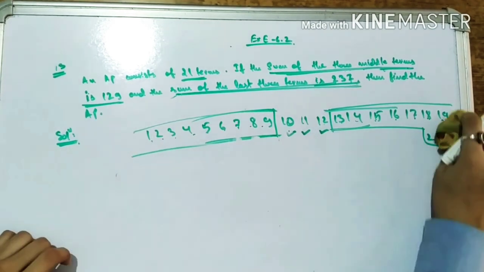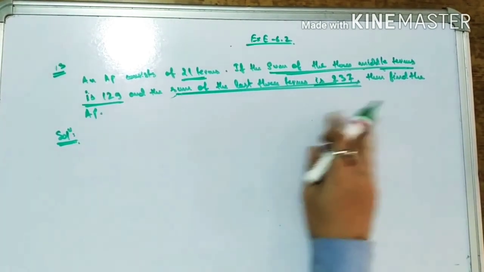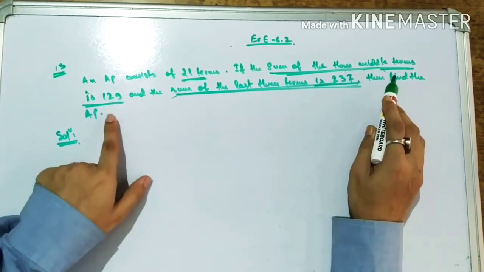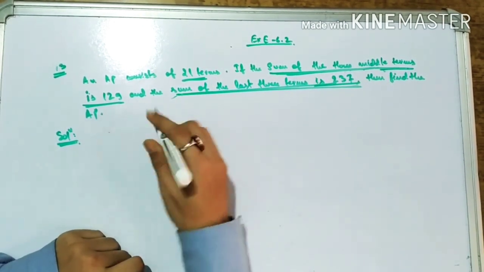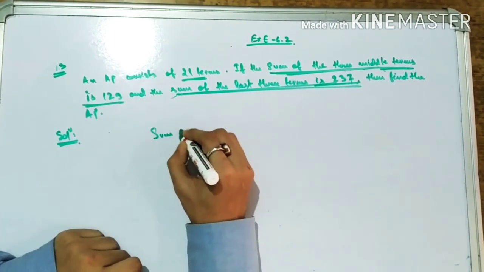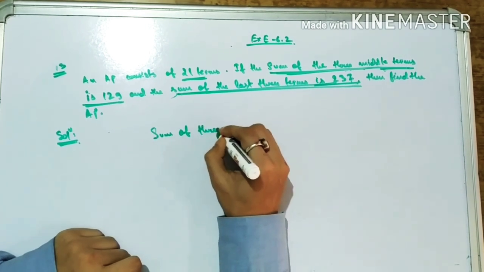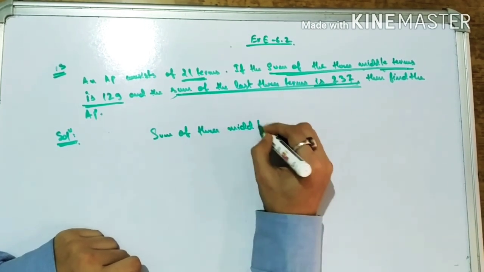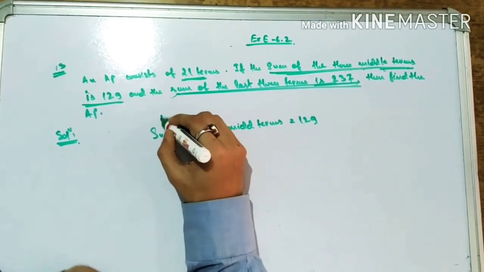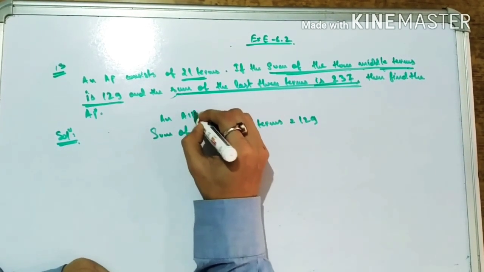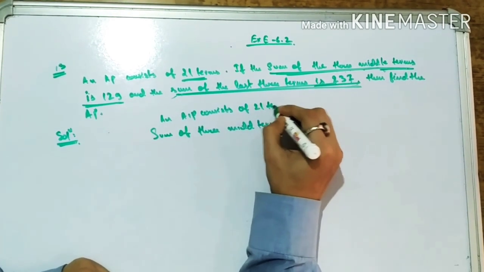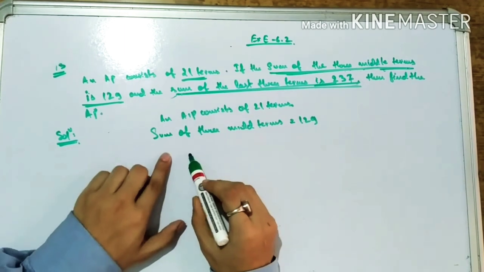So therefore, in here you see an AP consists of 21 terms and the sum of the three middle terms is 129. So therefore what can I write? Sum of the three middle terms, 129. First of all we will write that an AP consists of 21 terms. Yes, an AP consists of 21 terms.